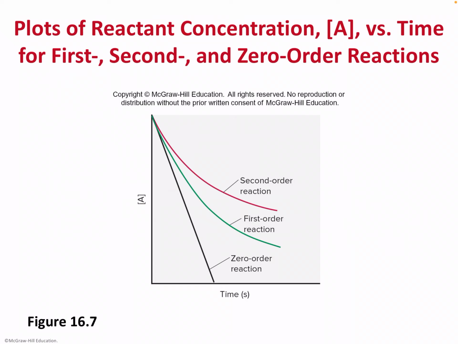Here's an example of plots of reactant concentration A versus time for zero, first and second order reactions. On the y-axis we have the concentration of A, and on the x-axis we have time. For a zero order reaction, the plot would look like this, a straight line with time. And for a first order reaction, the curve looks like this. And this is for a second order reaction, when you plot concentration versus time.